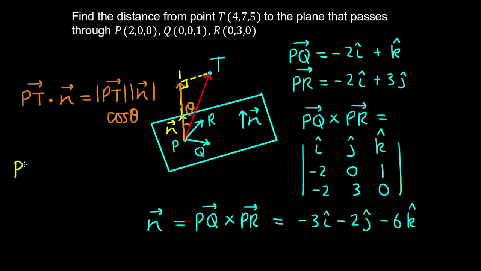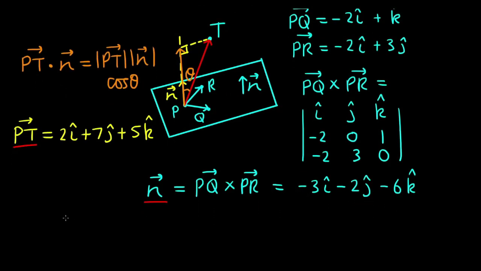So we can obtain a vector PT, which is 4 minus 2 in the I direction, 7 minus 0 in the J direction, and 5 minus 0 in the K direction. And therefore the dot product between PT and n is 2 by minus 3 plus 7 by minus 2 plus 5 by minus 6, which is equal to minus 50.